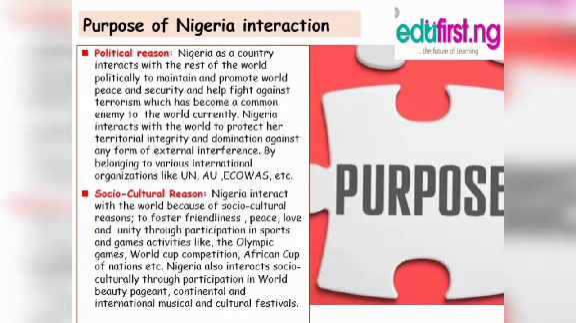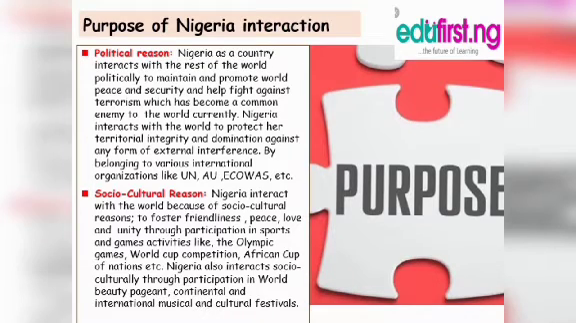One, political reason. Nigeria as a country interacts with the rest of the world politically to maintain and promote world peace and security and help fight against terrorism, which has become a common enemy to the world currently. Nigeria also interacts with the rest of the world in order to protect our territorial integrity and domination against any form of external interference or forces, by belonging to various international organizations like the United Nations, African Union, ECOWAS, and so many other international or regional organizations.